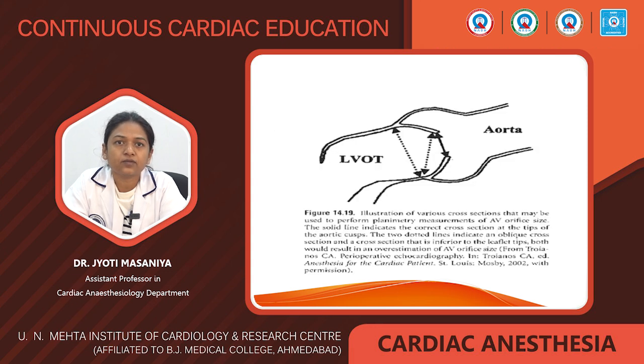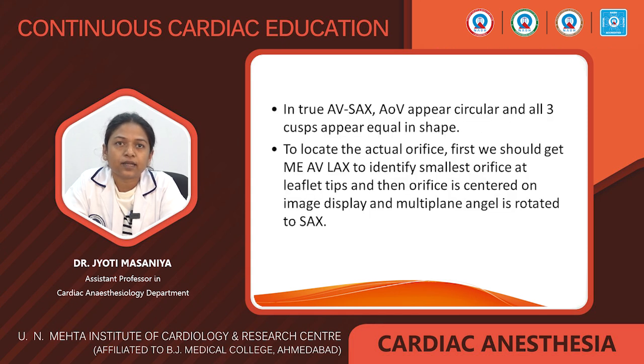As you can see in this figure, there are various cross sections of the aortic valve orifice. The solid line indicates the true cross section, which occurs at the leaflet tips. If there is a cross section below the leaflet tips, or an oblique cross section, then it can overestimate the aortic valve area. In a true AV short axis view, the aortic valve appears circular and all three cusps appear equal in shape.